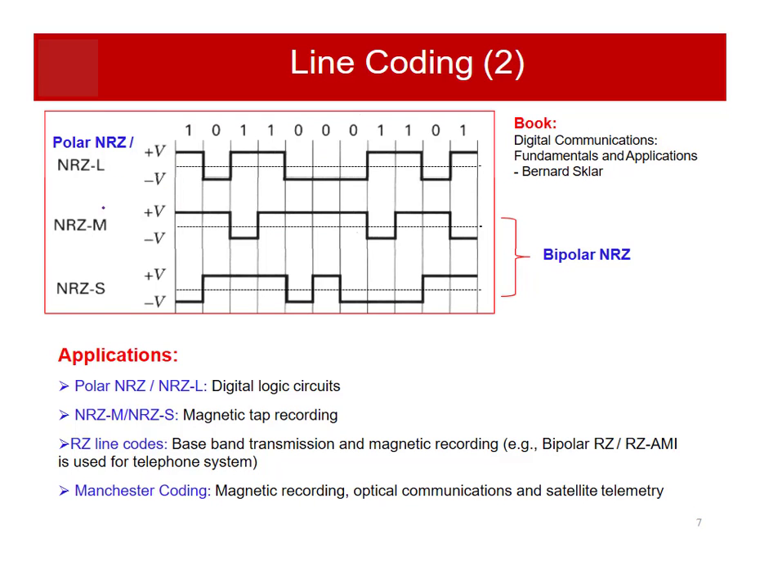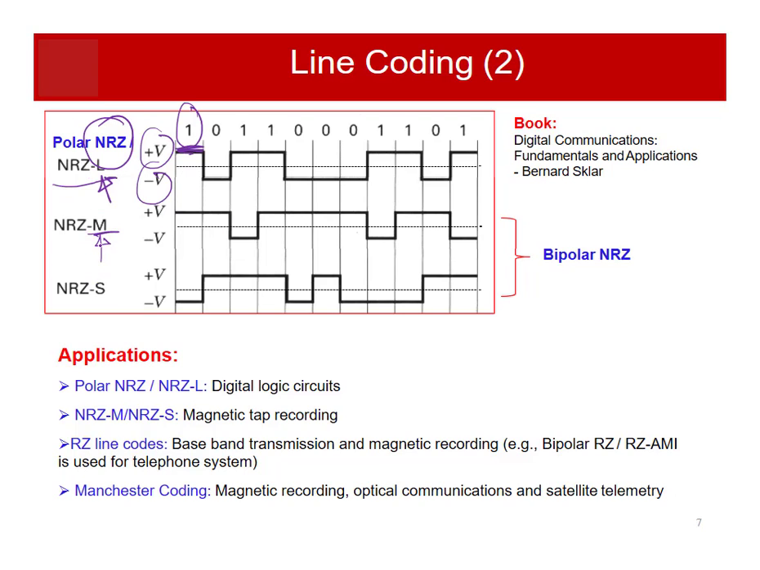There are some variants of polar NRZ. In NRZ-L, L means level, you can see for 1 it is plus V volt and for 0 it is minus V, as I said in the previous slide. Polar means there will be two poles, so plus V for 1 and minus V for 0. For NRZ-M, M stands for mark. You don't need to know the significance of mark.